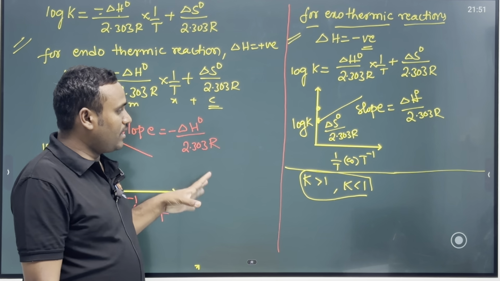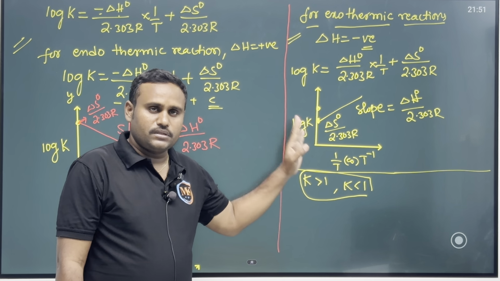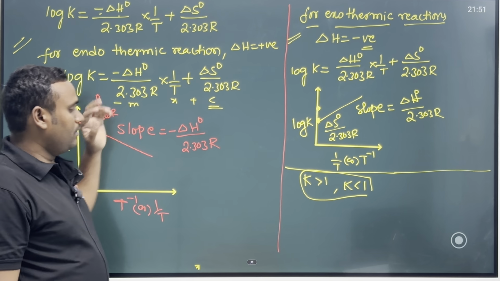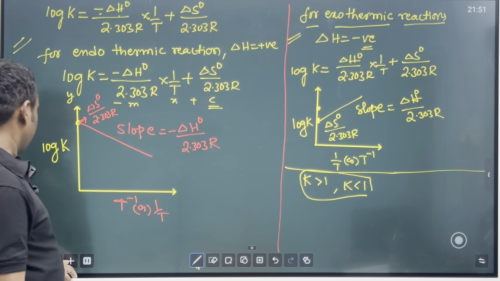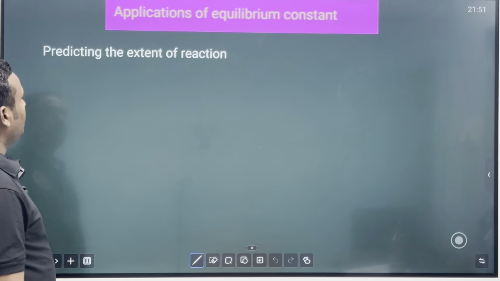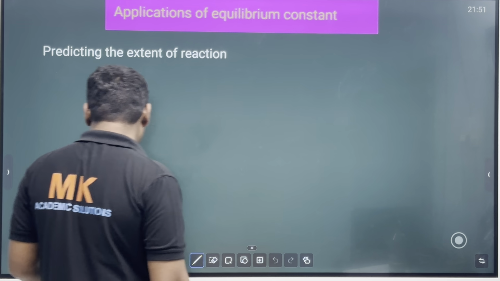But up to now, what do you remember? What are the graphs here? How are we going to get these graphs? That part you remember. Okay, right. Next we will see the applications of equilibrium constant. What are the applications of equilibrium constant?